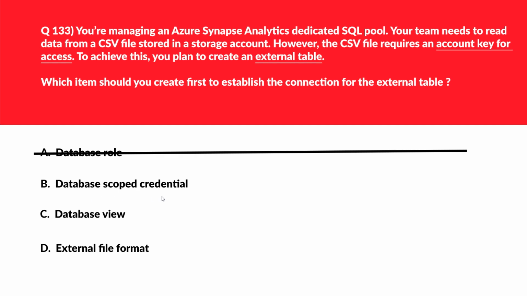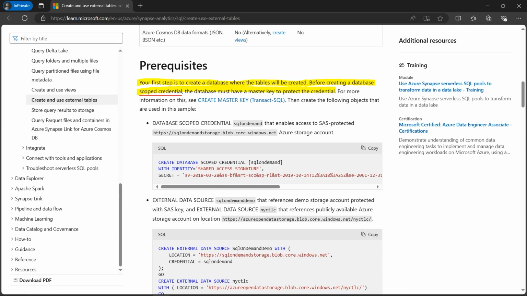We'll look at option B. B says database scoped credential. A database scoped credential allows secure access to the storage account by providing the necessary account key. Let's park this option aside. Let's move to option C. C says database views. Database views are used for querying data, but they cannot handle external data source connections. Again, incorrect choice. Let's move to option D. D says external file format. External file format cannot address authentication issues as required by the question. Hence, incorrect choice.